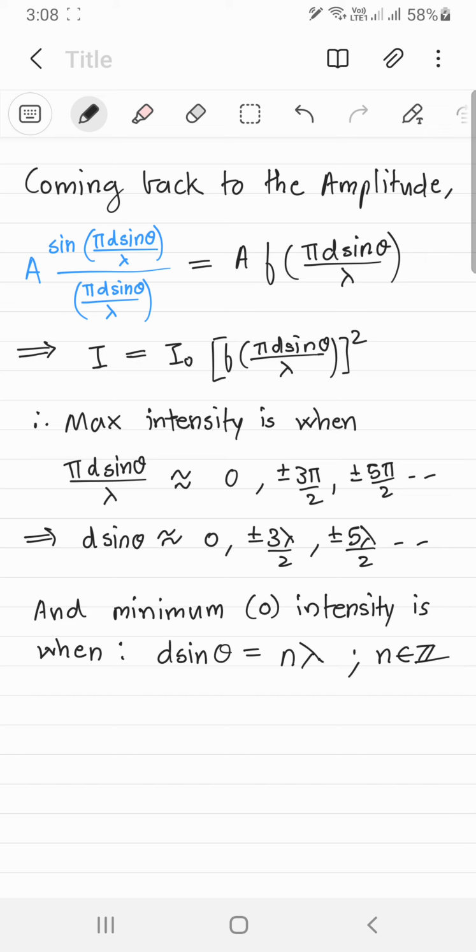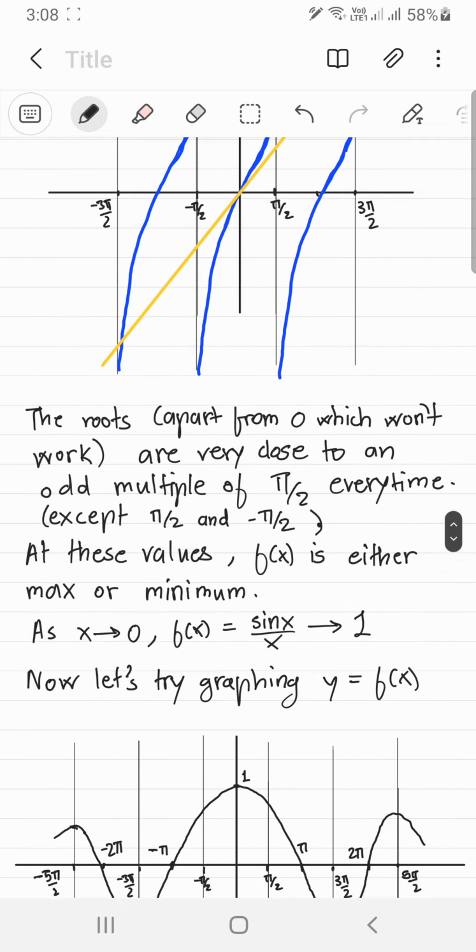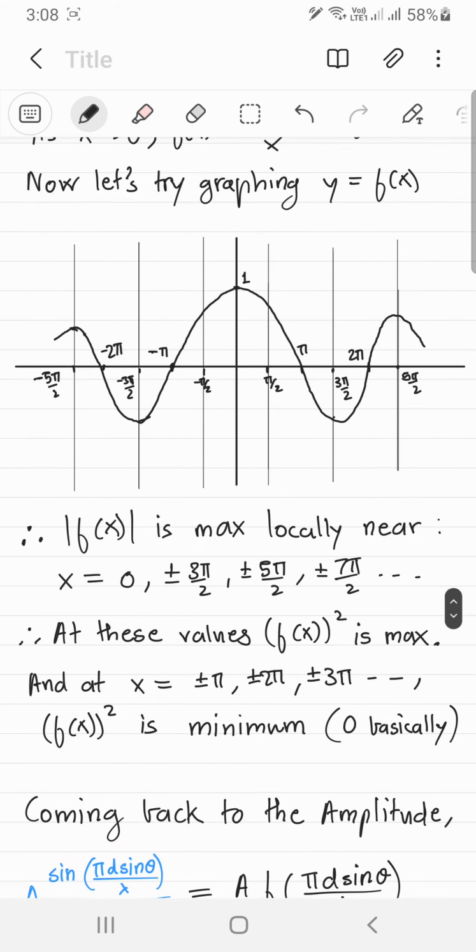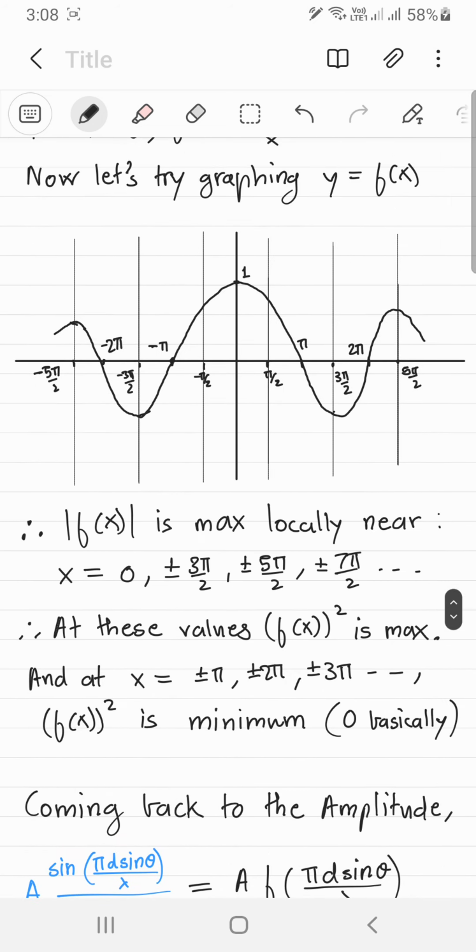So yeah, that was the whole thing. So now we know how single slit interference kind of works. Not exactly, but at least these approximate roots work practically.